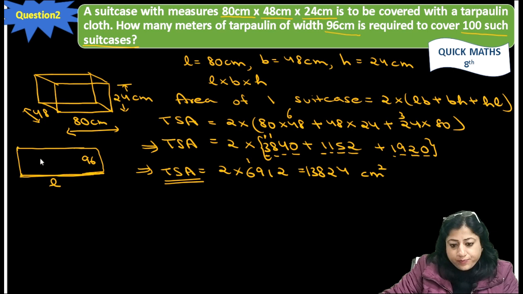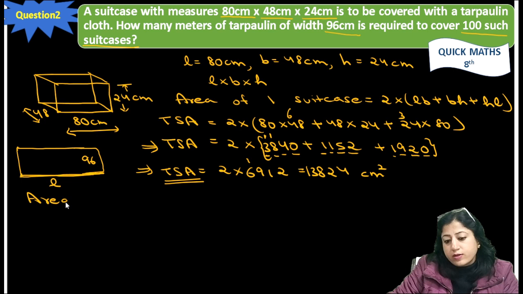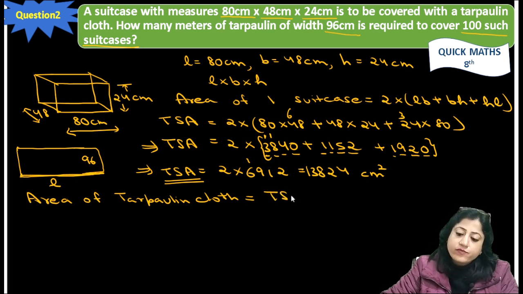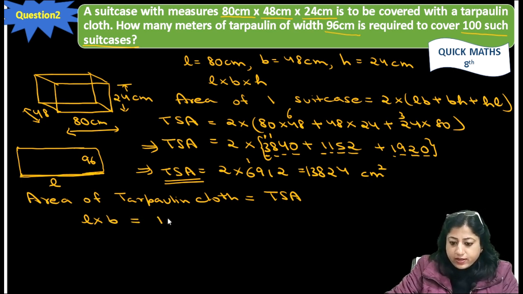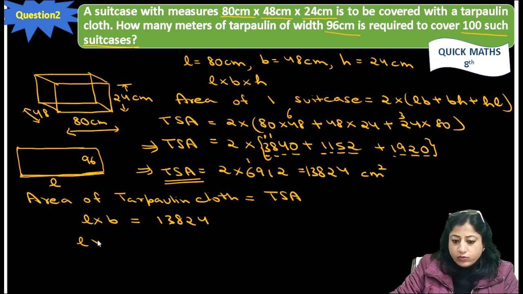So the area of tarpaulin cloth must be equated with the area of this one cuboid suitcase. So the area of tarpaulin cloth must be equated to the total surface area of one suitcase. So area is length into breadth, because it is in the rectangular form. And the TSA we have obtained is 13824. Put the value: length into 96 is equal to 13824.